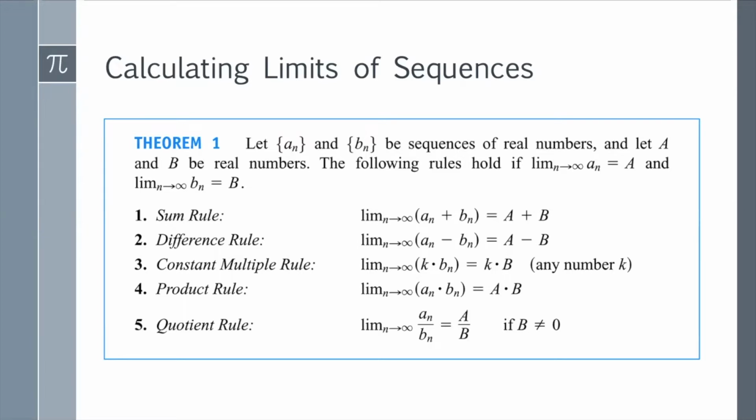And then in number 3, you have the constant multiple rule. The limit as n approaches infinity of k times b sub n is equal to k times b for any number k. All right, and we will see how some of those are used in examples coming up.